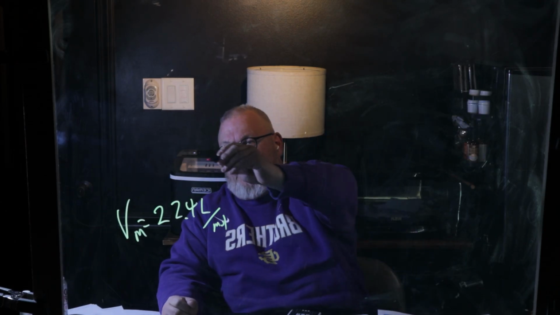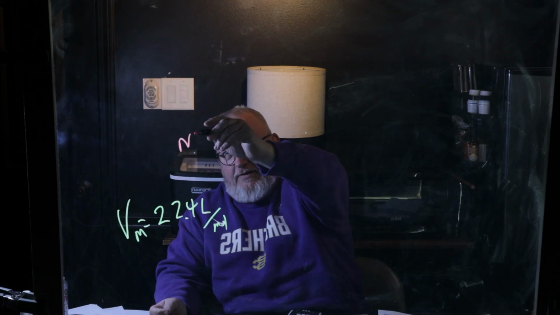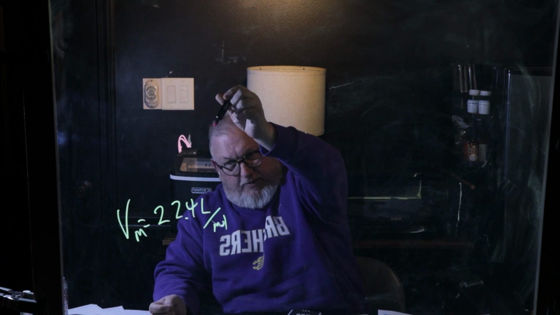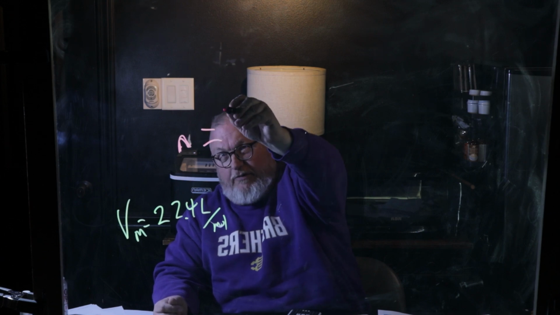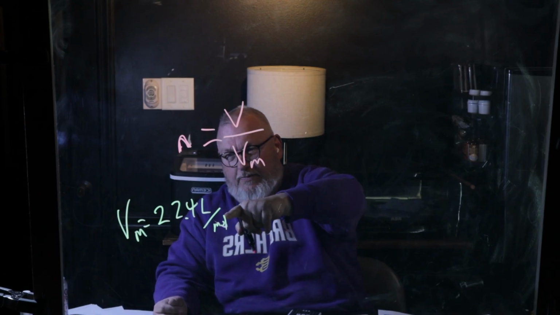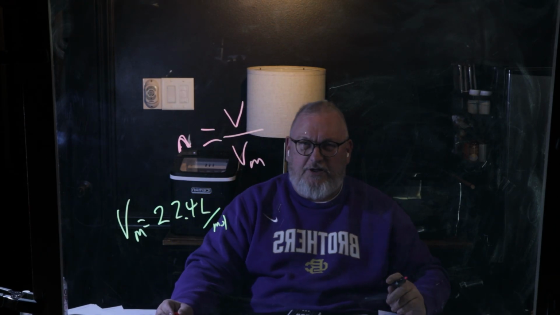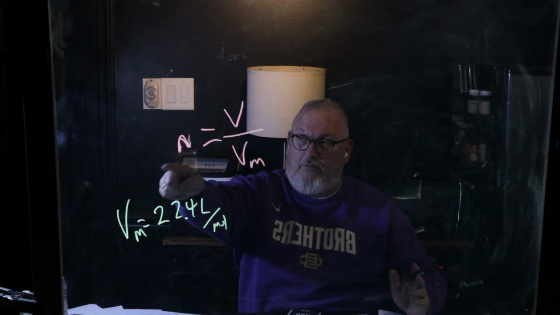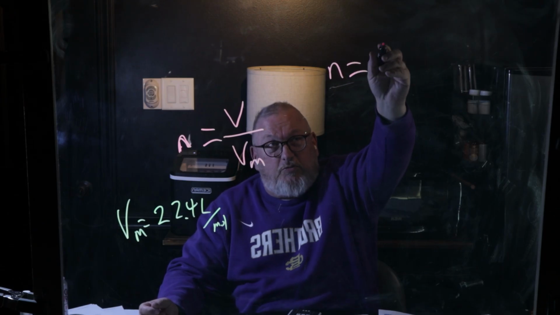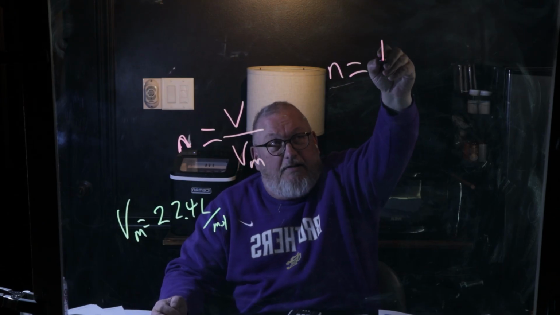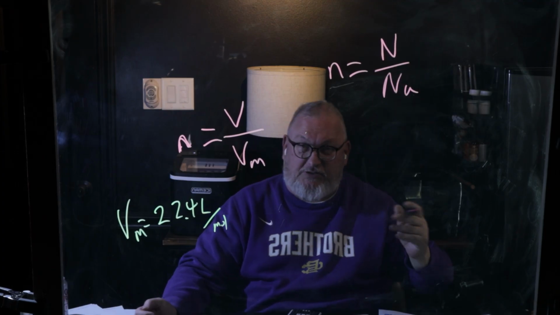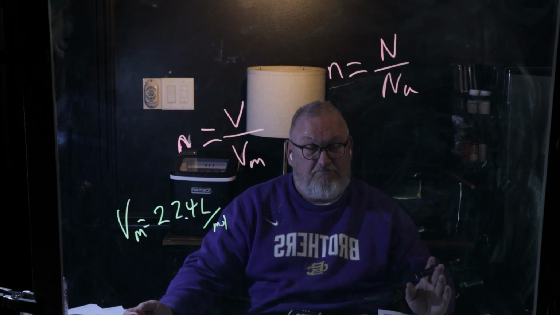So we can write, I want just little n for the number of moles, is equal to what? Whatever your volume is divided by the molar volume of 22.4 liters per mole. So we have a new formula, which is similar to our other formula. n equals what? The number of particles over Avogadro's number, 6.02 times 10 to the 23rd.